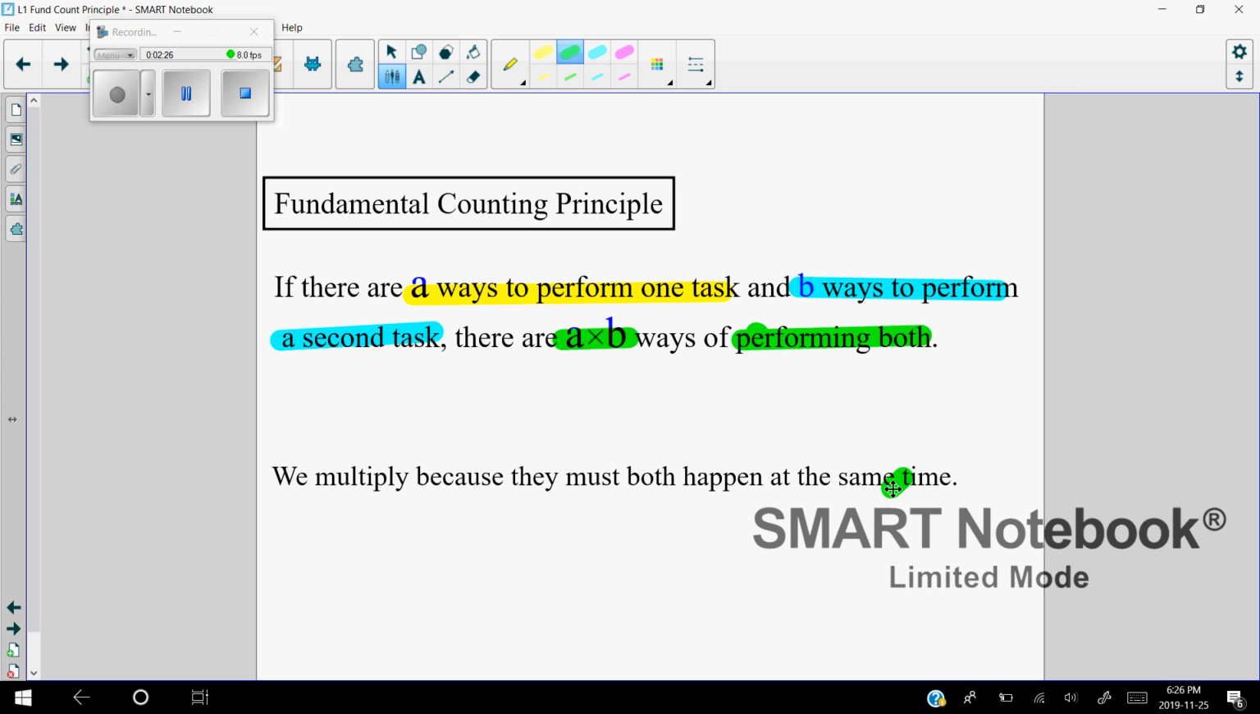Now, this probably seems a little new to you at this point, but by the end of the unit, you'll remember that if you are multiplying, it means they're happening at the same time, whereas adding means that there's 2 different options. So what they mean by happening at the same time means that you wear your shirt and your shorts at the same time. It's not like first you wear your shirt, then you wear your shorts. You wear them both at the same time, so they happen together.